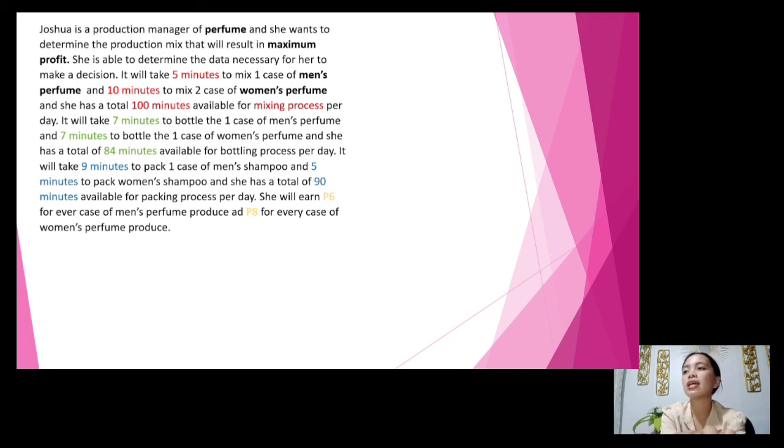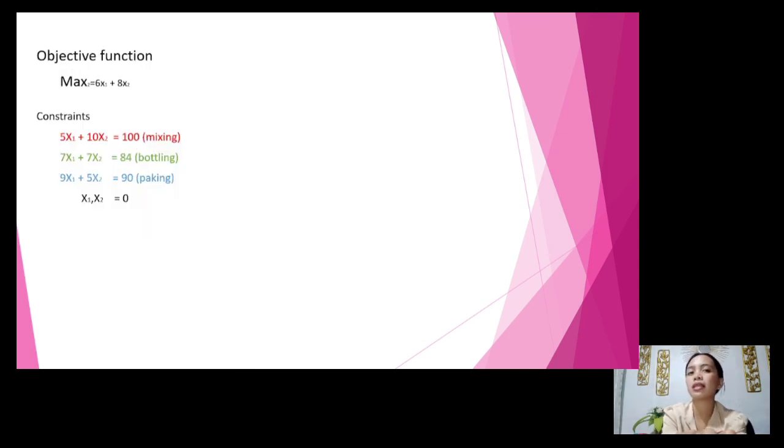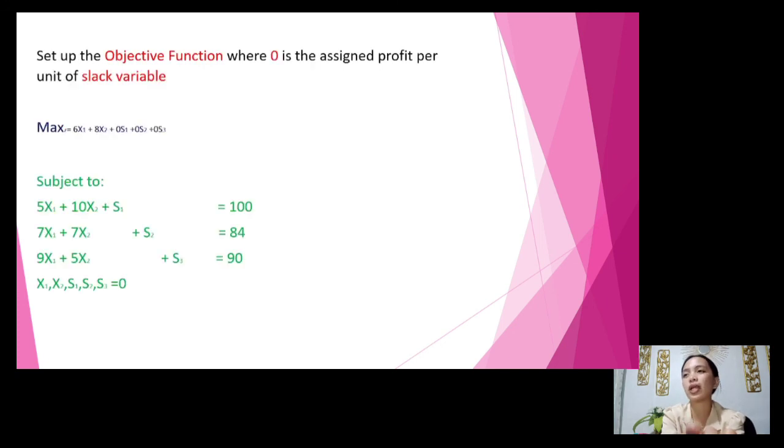He will earn 6 pesos for every case of men's perfume produced and 8 pesos for every case of women's perfume produced. So it's the same process. The objective function is max z equals 6x sub 1 plus 8x sub 2. So these are our constraints.